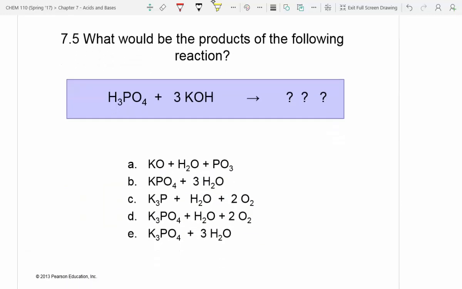What would be the products of the following reaction? So phosphoric acid plus potassium hydroxide. What do we call these reactions when we have an acid and a base? What happens when you mix an acid and a base? Do you get an acid out, a base out, or a neutral? Yeah, so it's a neutralization reaction. You should get a salt and water, right? So we should get H2O plus an ionic compound. Anybody think they got this one?